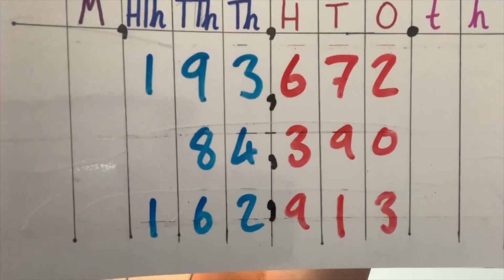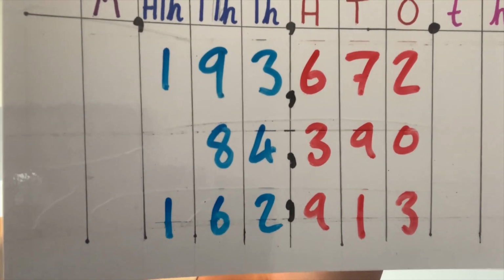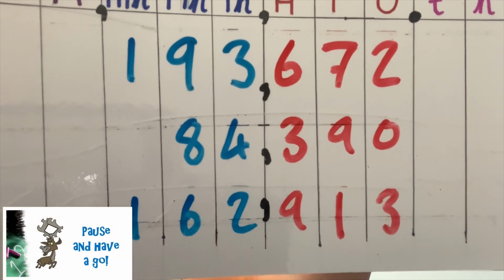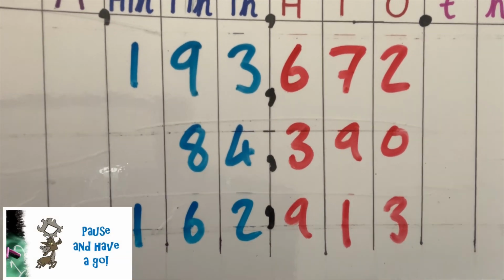You can see here I've got 3 numbers. Do you notice that some of them have got more digits than the other? Can you remember how we work out which one is the smallest based on this? Pause the video, have a little think.